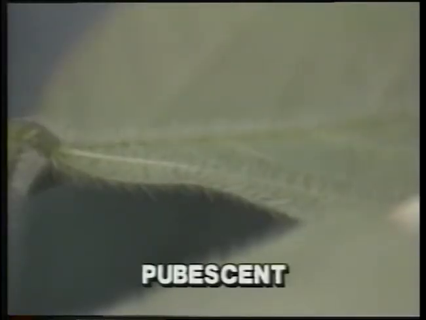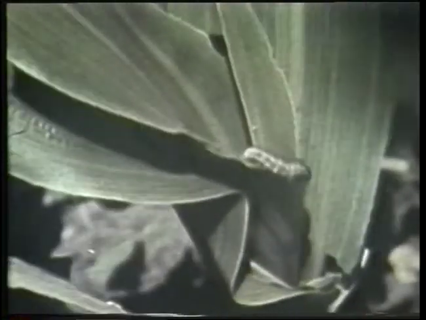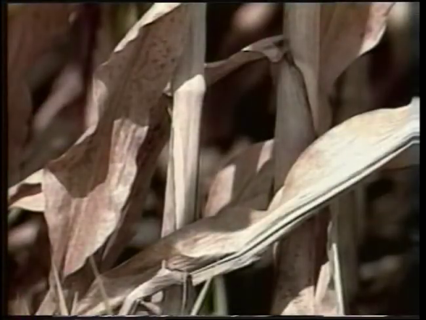Some plant leaves are pubescent. This means they have hair-like structures on the surface. Other plant leaves are glabrous, or without pubescence. Pubescence may protect leaves against small insects and may also slow the loss of water from the leaf.